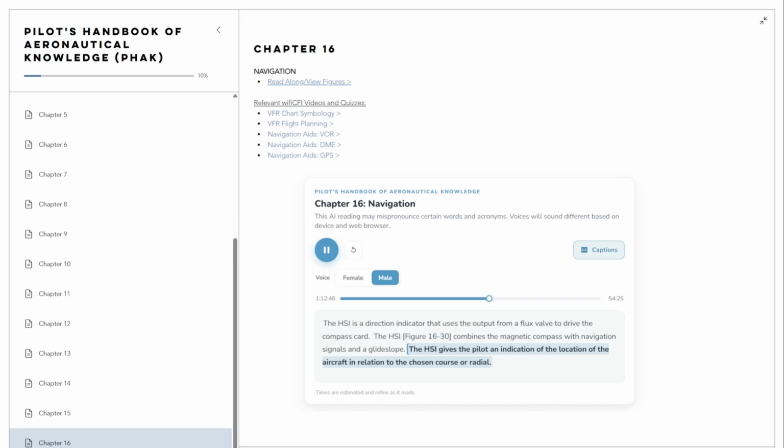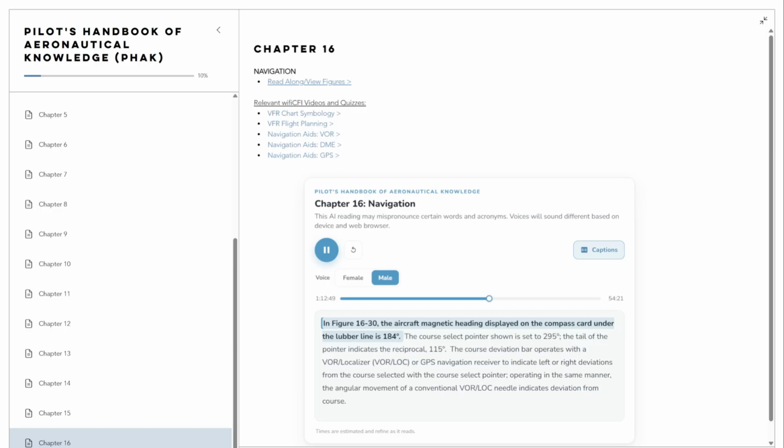In Figure 16-30, the aircraft magnetic heading displayed on the compass card under the lubber line is 184 degrees. The course select pointer shown is set to 295 degrees. The tail of the pointer indicates the reciprocal, 115 degrees.